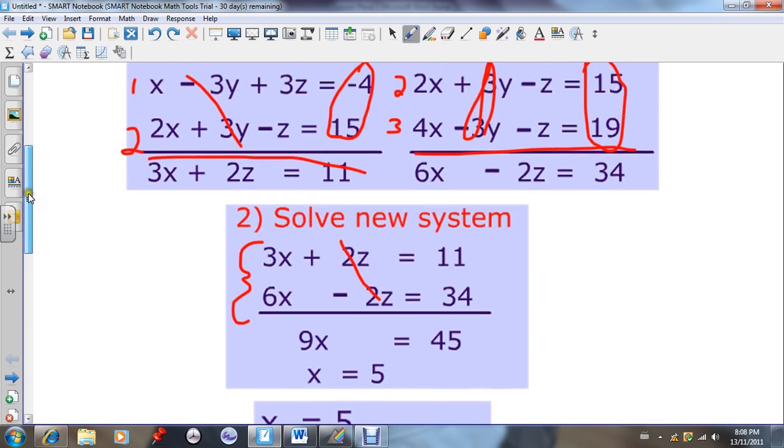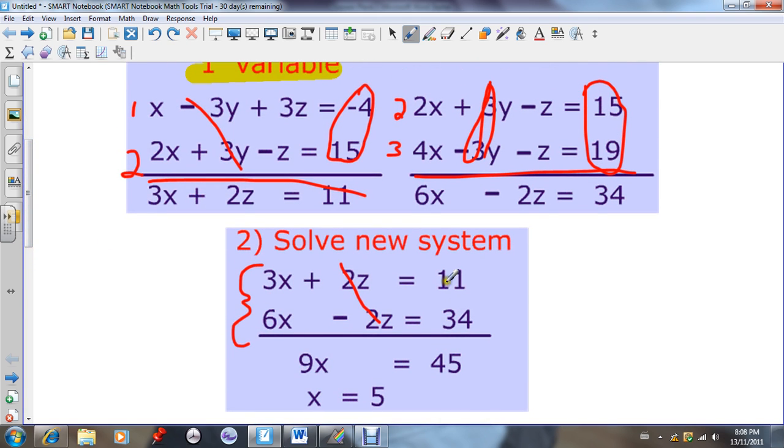3x plus 6x gives you 9x. 11 plus 34 is 45. Divide each side by 9. You get x equals 5. So, already, boys and girlies, you have one variable found. You have x equals 5.